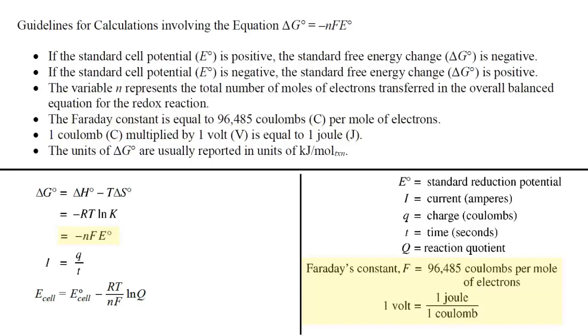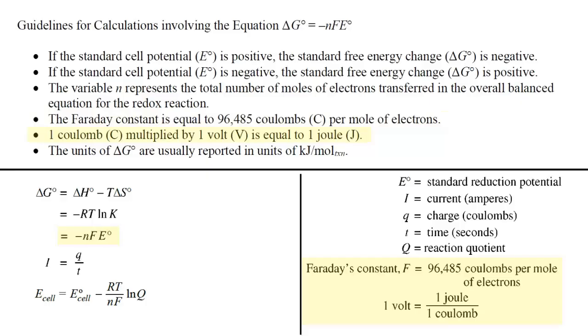So on this slide, here are some guidelines that I had presented in my video for topic 9.9 involving the equation delta G equals negative n F E naught. The variable n represents the total number of moles of electrons transferred in the overall balanced equation for the redox reaction. Capital F is the Faraday constant, which is equal to 96,485 coulombs per mole of electrons, and then finally the standard cell potential, which has the symbol capital E, E naught, or E with that superscript 0, kind of like a degree symbol.